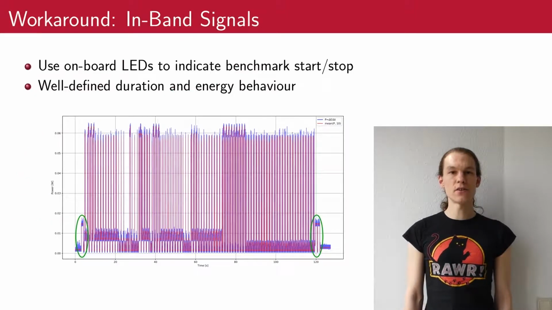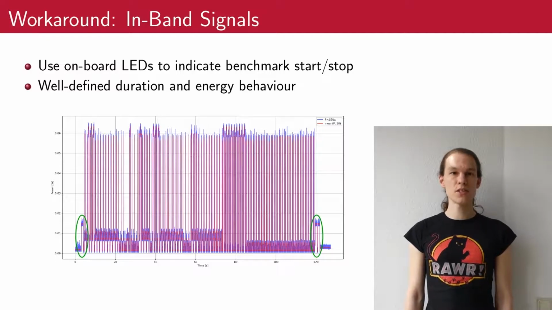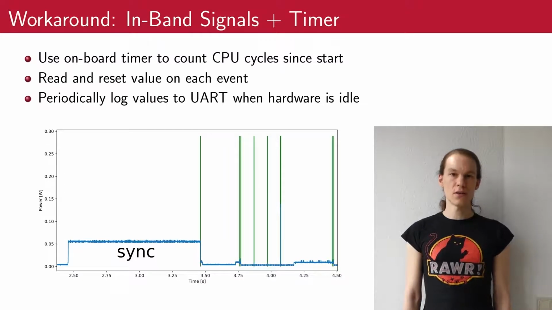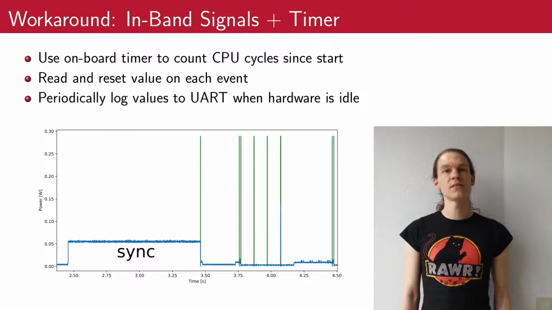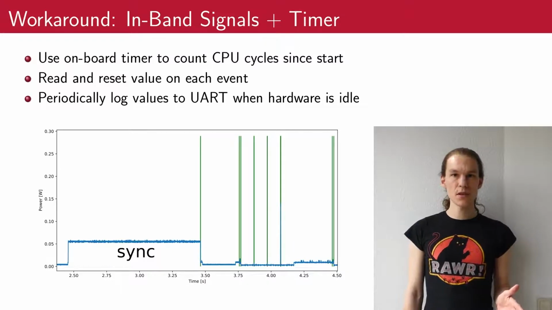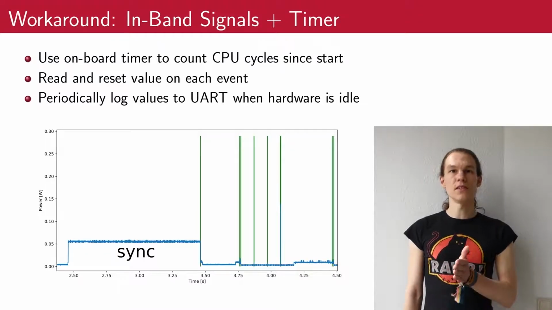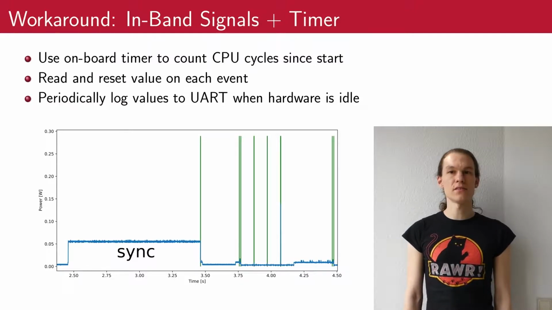This consists of two parts. First, we use the Launchpad's onboard LEDs for in-band signals, indicating the start and end of the benchmark. And then we use one of the MSP430's onboard counters to count the CPU cycles between benchmark events, starting at the first synchronization pulse and ending at the last. This allows us to calculate the EnergyTrace timestamp of each individual benchmark event.